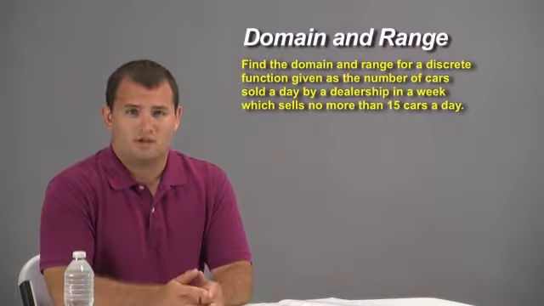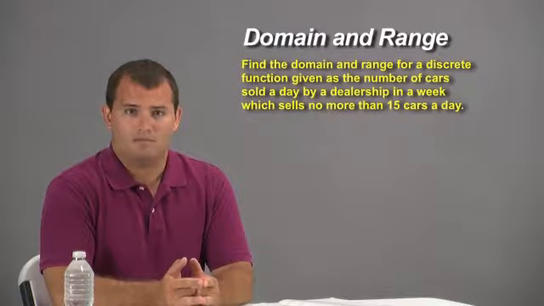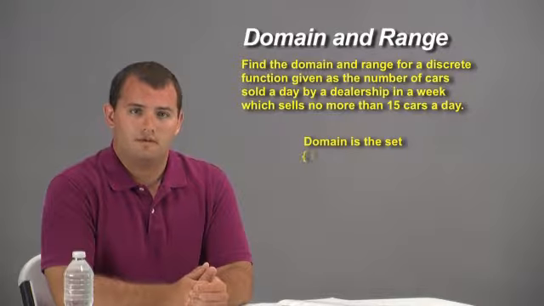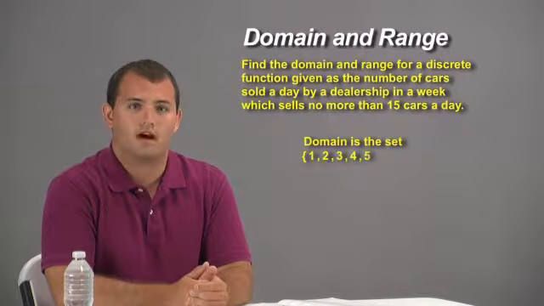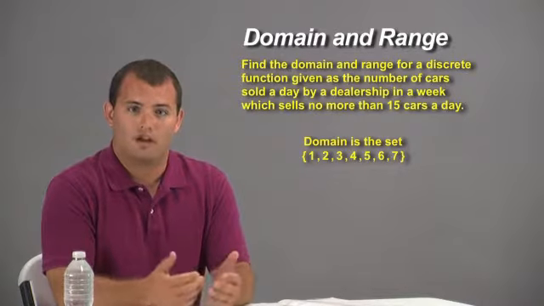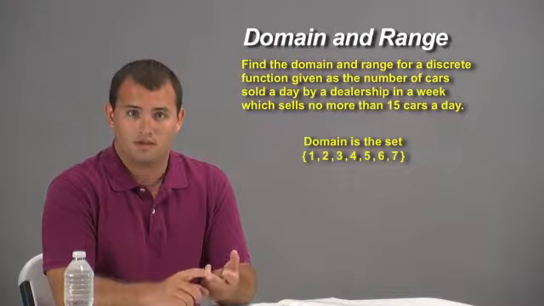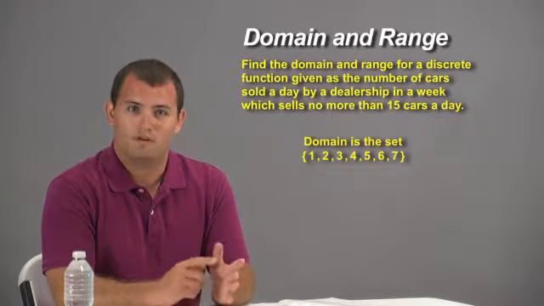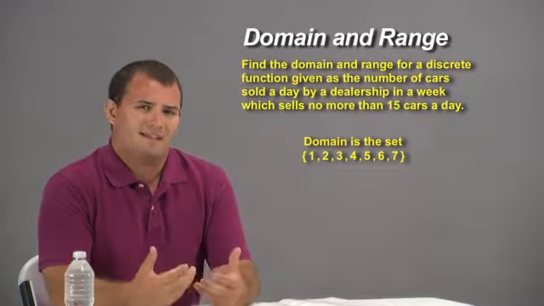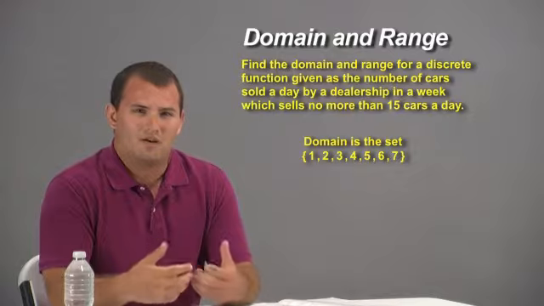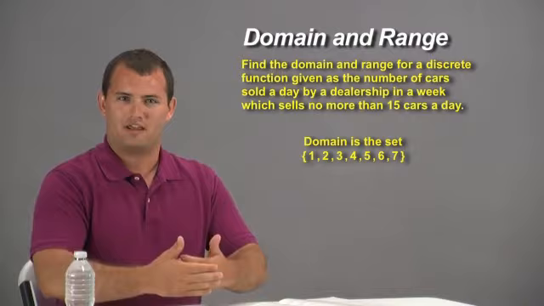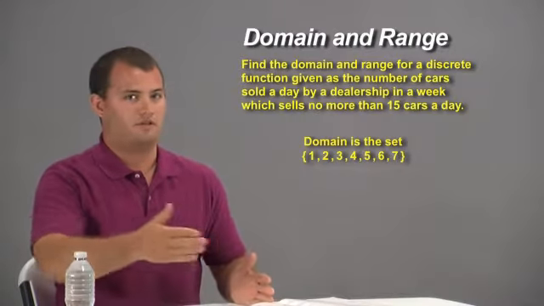We're told that the dealership can sell no more than 15 cars a day. All right? So, I'm going to claim that the domain is the set 1, 2, 3, 4, 5, 6, and 7, because there are 7 days in a week. So our x values will be day 1, day 2, day 3, day 4, day 5, day 6, and day 7. Okay? And it makes sense that it's integer values because we don't really want to look at what happens at day 3.5. We don't really care. We only care about day 3, and that's from the beginning of day 3 to the end of day 3.